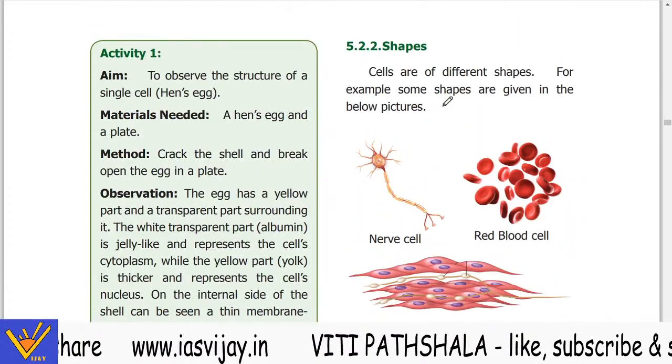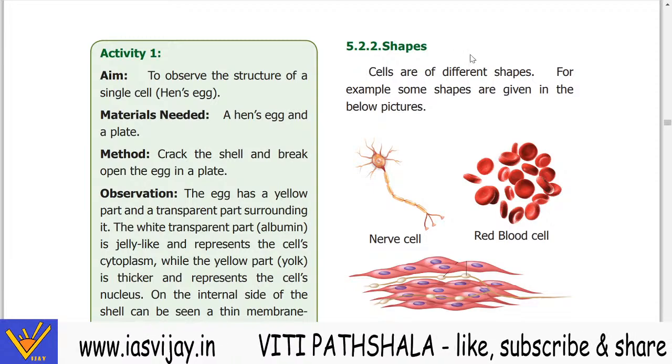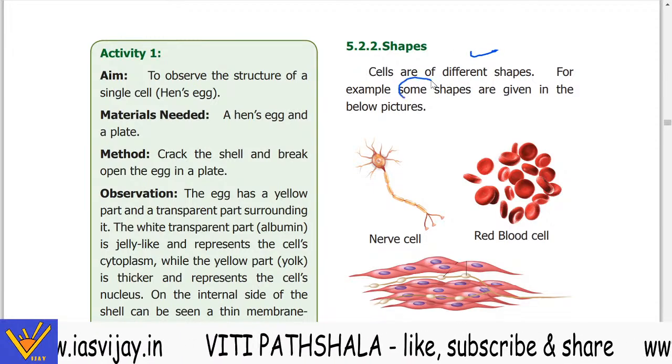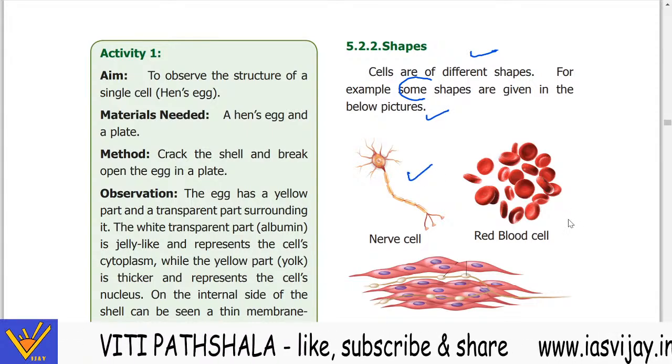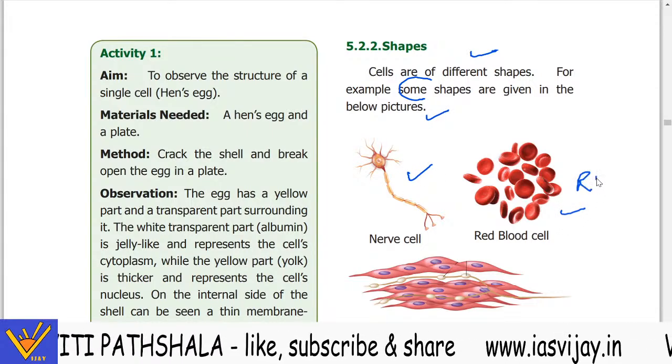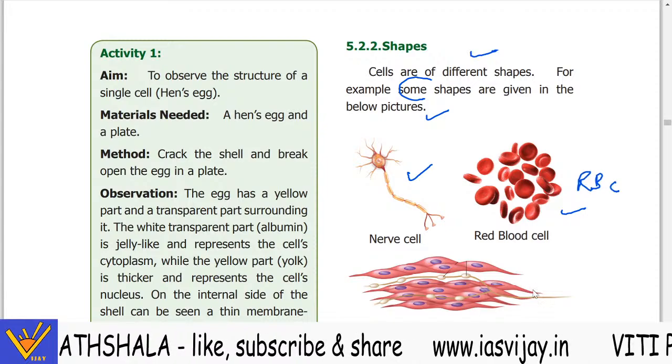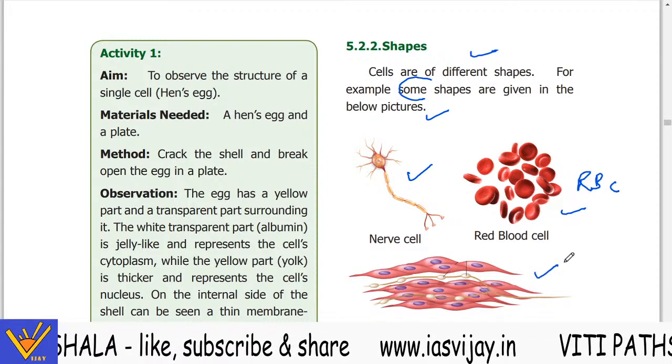Now shapes. Cells are of different shapes. For example, some shapes are given in the below picture. So this is the nerve cell. This is a red blood cell, we call it the RBC. Now this is your muscle cell.